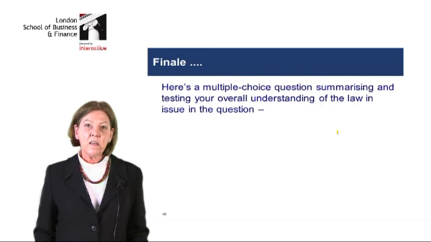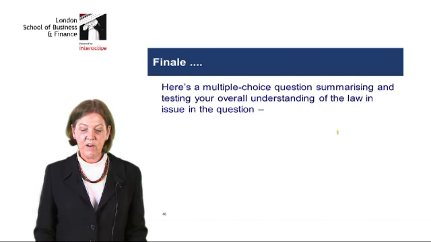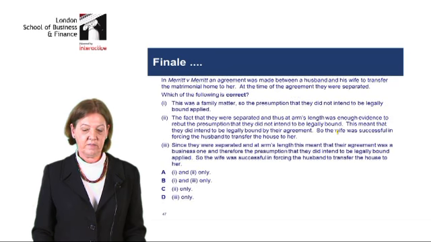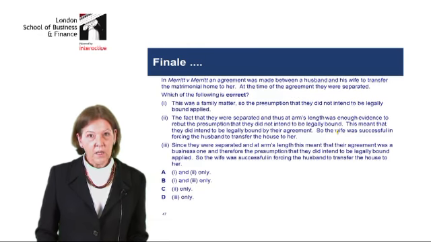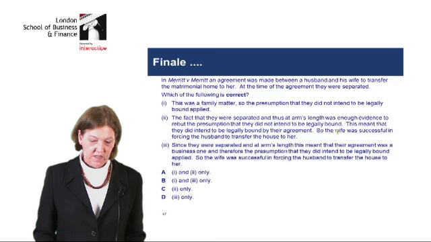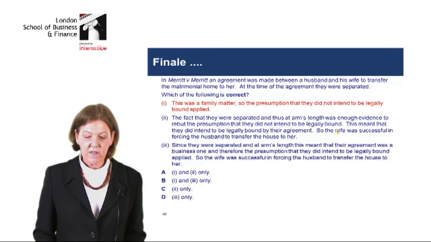Finally, here's a multiple choice question, summarising and testing your overall understanding of the law that was in issue in the question. Have a look at it. Well, considering the first option, little 1. This was a family matter, so the presumption that they did not intend to be legally bound applied. That is correct. That's the presumption, and it is a family matter.